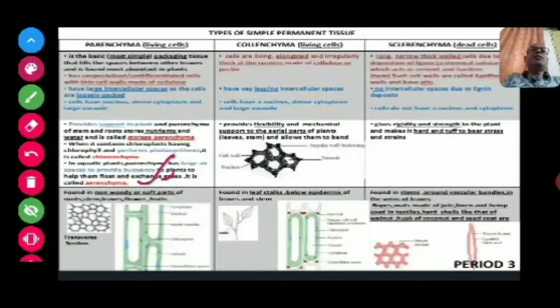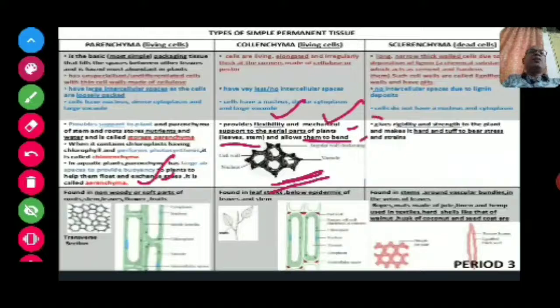Now the second one is the collenchyma. It provides flexibility and mechanical support to the aerial parts of the plant, such as leaves and stem, and it allows them to bend. Due to the presence of collenchyma, the green portion of the plant will tend to bend in the presence of wind.